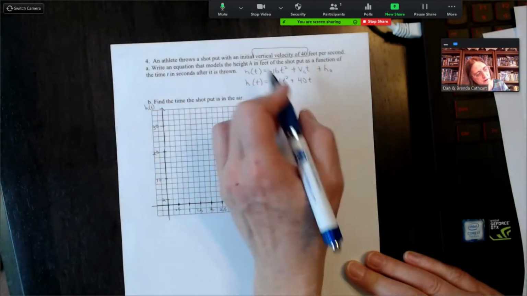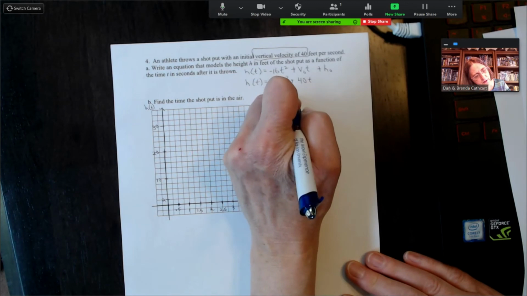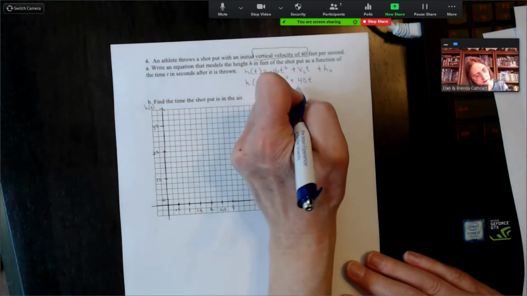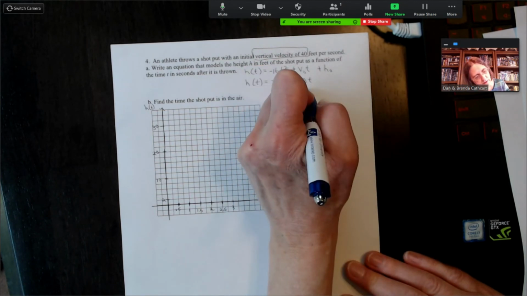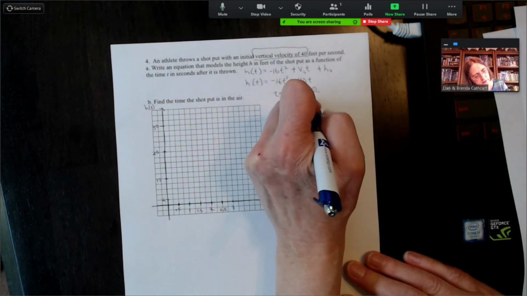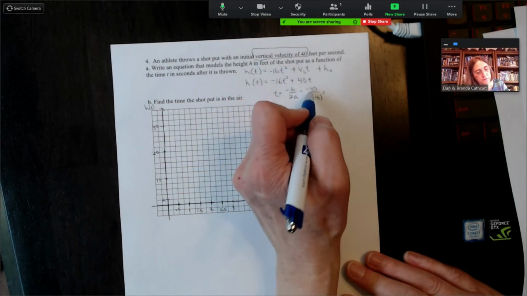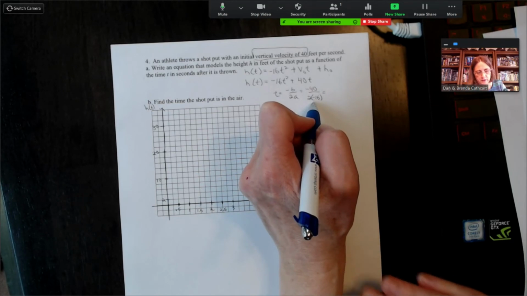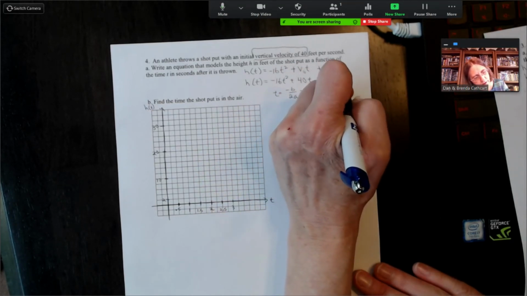So let's find our line of symmetry. We're going to have t equals negative b over 2a. So that's going to equal the opposite of b, which is negative 40, over 2 times a, which is negative 16. So we have negative 40 divided by negative 32, and that value is 1.25.